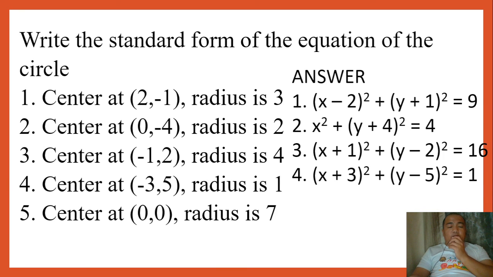Number 4, (x plus 3) quantity squared plus (y minus 5) quantity squared equals 1. Yes, because 1 times 1 is 1. And how about the center 0, 0, radius 7? x squared plus y squared equals 49. So, mas madali yung equation if the center is at the origin. So, I think you don't have any question. Madali lang naman yung topic.